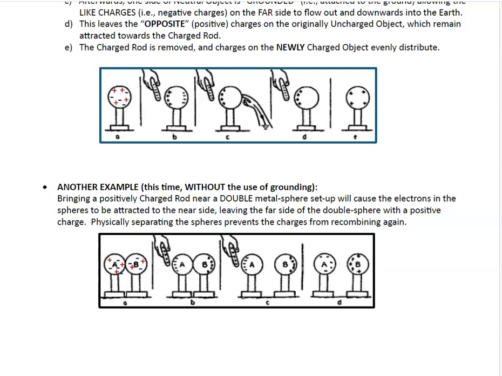But if you move these far enough apart, they would each evenly distribute around the outer surface. So sphere A would have its negative charges evenly distributed around its surface, and sphere B would have its positive charges evenly distributed around its outside surface. And that is charging by induction.